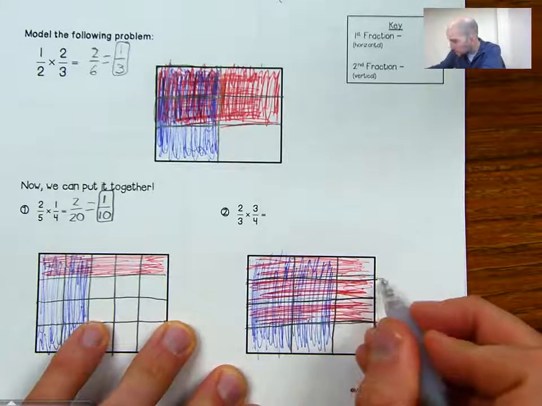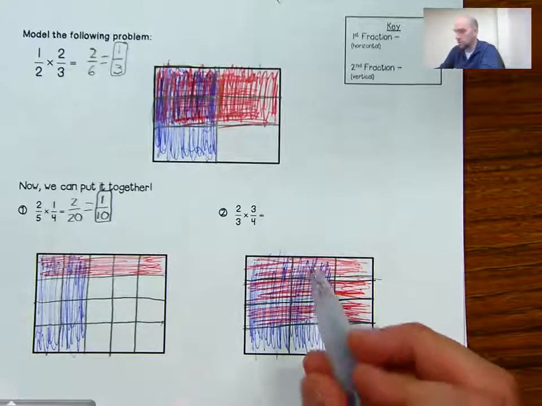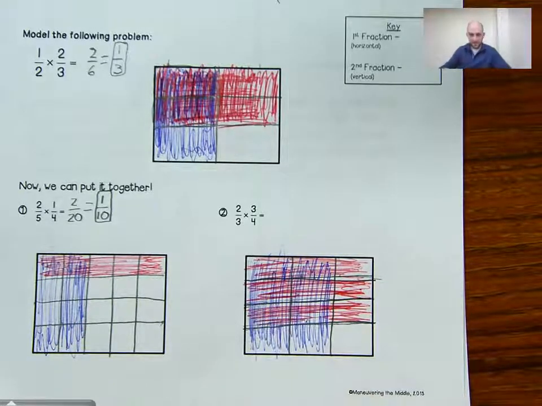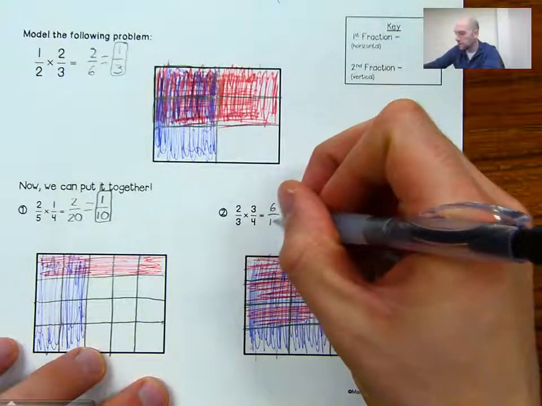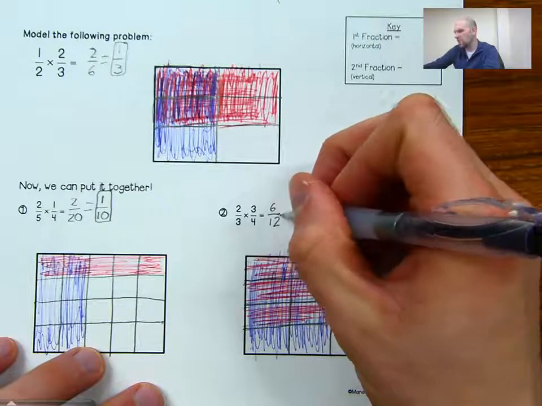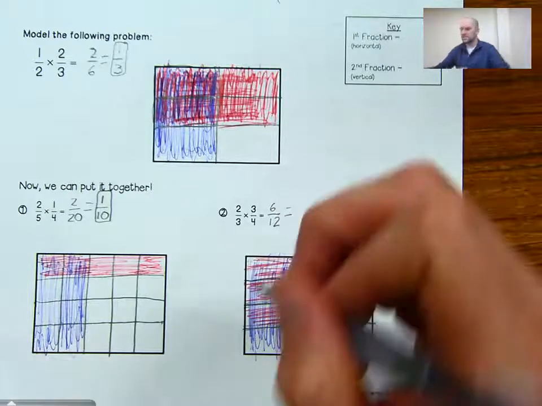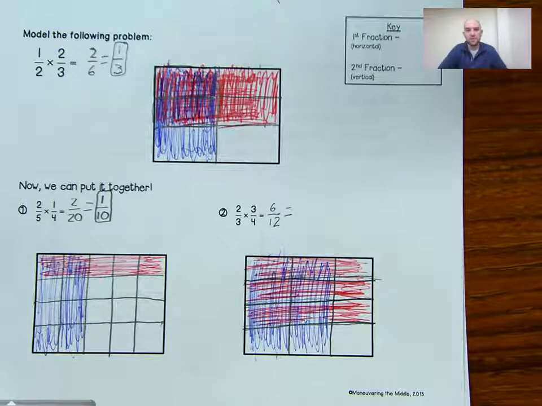And how many are they intersecting? I have 1, 2, 3, 4, 5, 6. 6 out of 12 of those squares are shaded in. So I'm going to have 6/12. And just looking at that, I go, 6 is half of 12. So I think 6/12 will be equivalent to 1/2. Well, they're both even numbers, so I can divide both of them by 2.